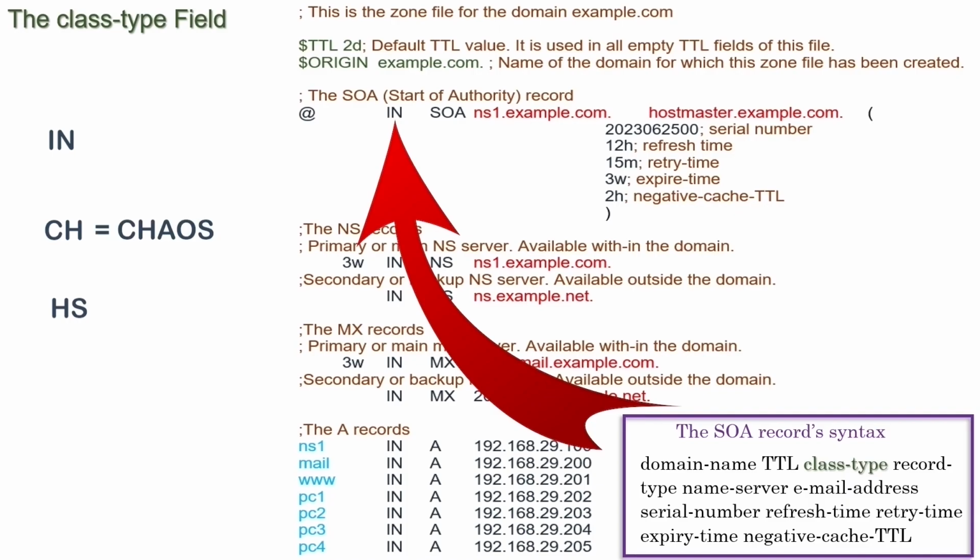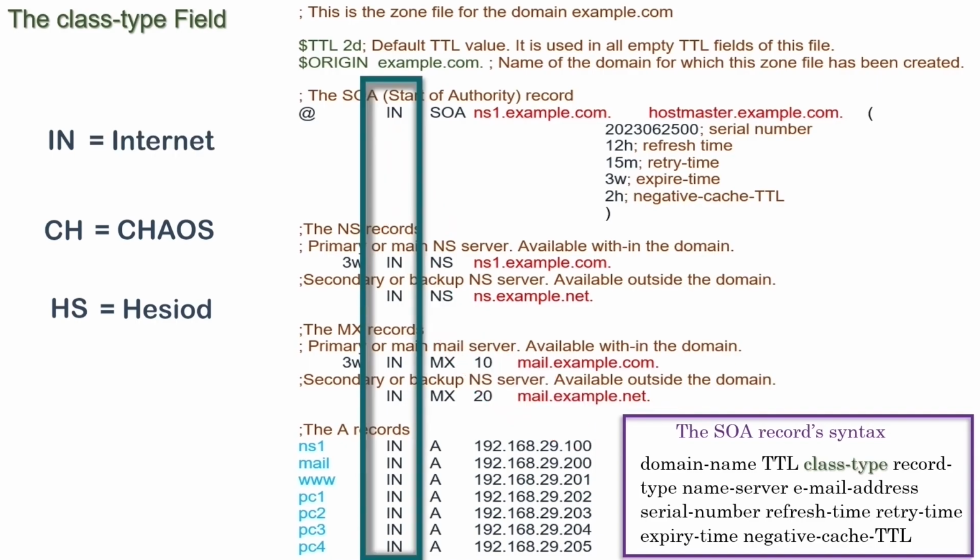Ch stands for chaos. It is an MIT LAN protocol. HS stands for Hesiod. It is an information service used at MIT. In stands for the Internet that we use today. Currently, only the in class is used. CH and HS classes are used in special cases for specific reasons.